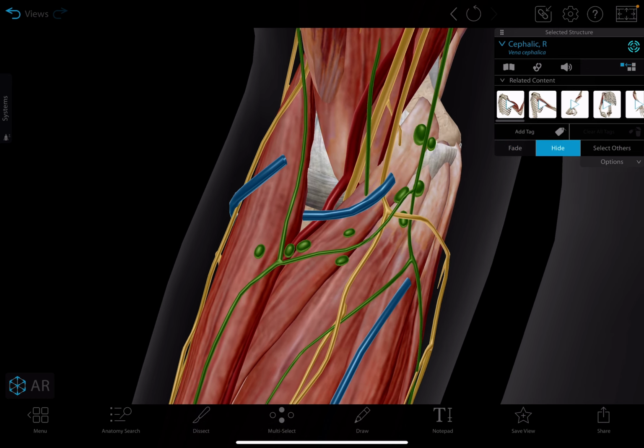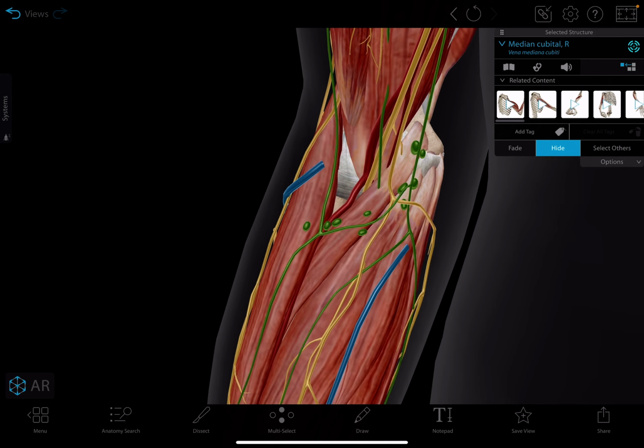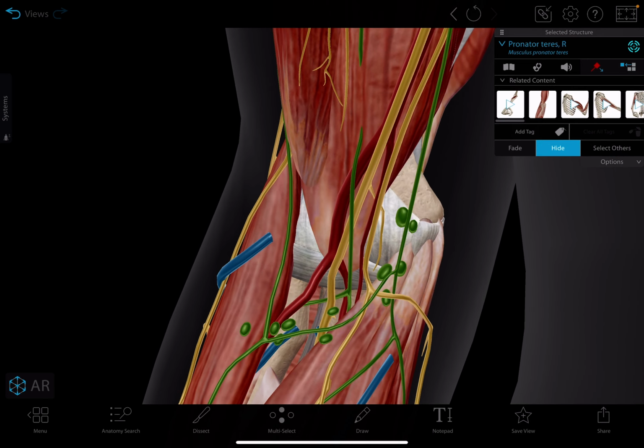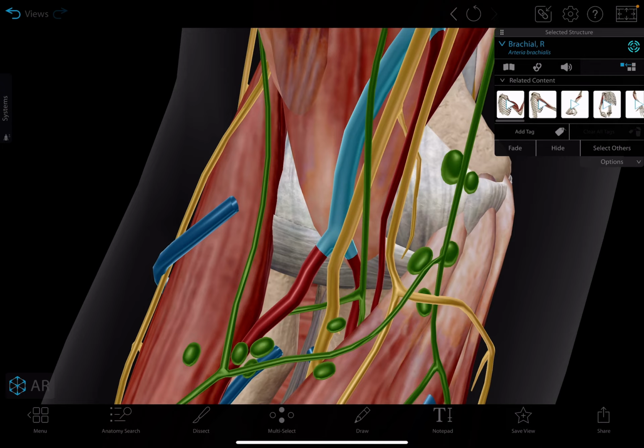So this is the median cubital vein, so that also is removed. Now see the median nerve, this is the median nerve here, this is the brachial artery. Now I'm going to remove the pronator teres muscle. Now we can see the brachial artery dividing into its two terminal branches.